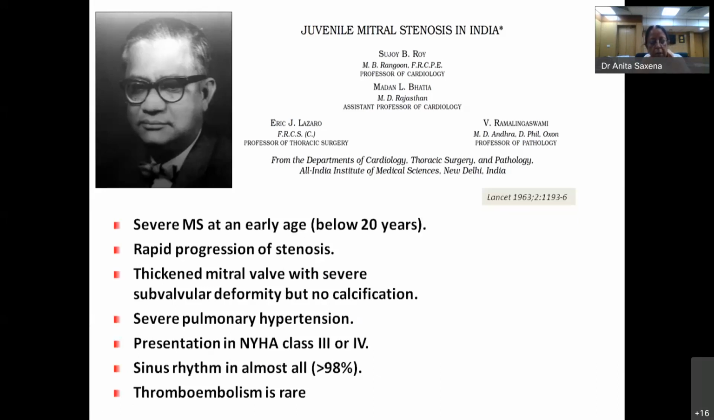So what do we mean by juvenile mitral stenosis? Juvenile mitral stenosis means severe mitral stenosis developing below 20 years of age. There is rapid progression. These patients are quite symptomatic, in class 3 or class 4. They have a thickened mitral valve with severe subvalvular deformity, but they do not have calcification. Severe pulmonary arterial hypertension, sinus rhythm in almost all.